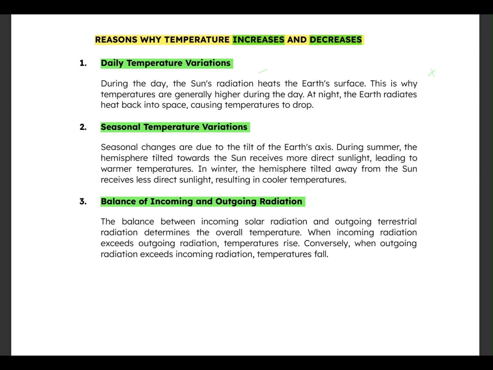So let's look at the first one right here. So during the day, the sun's radiation hits the Earth's surface. Okay, this is why temperatures are generally higher during the day. Then, of course, at night, the Earth radiates heat back into space, causing temperature to drop. In other words, during the day, the temperature reaches the Earth's surface.